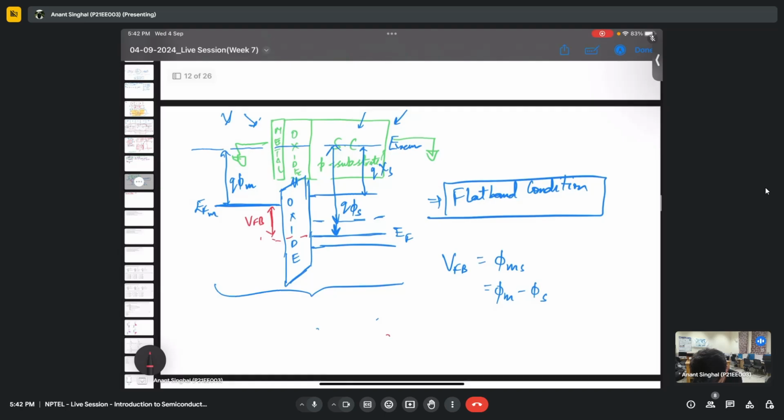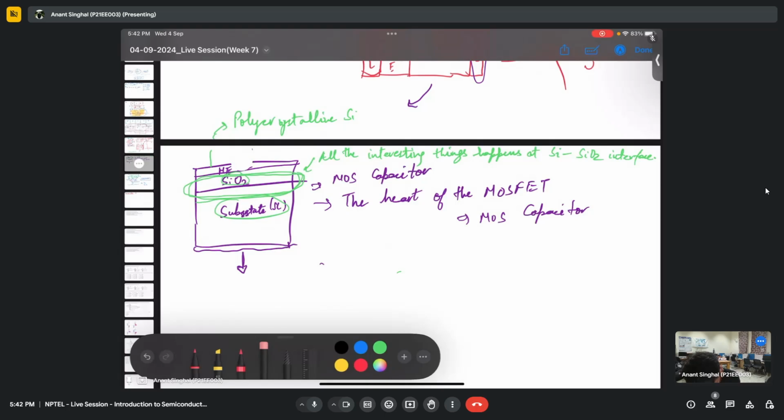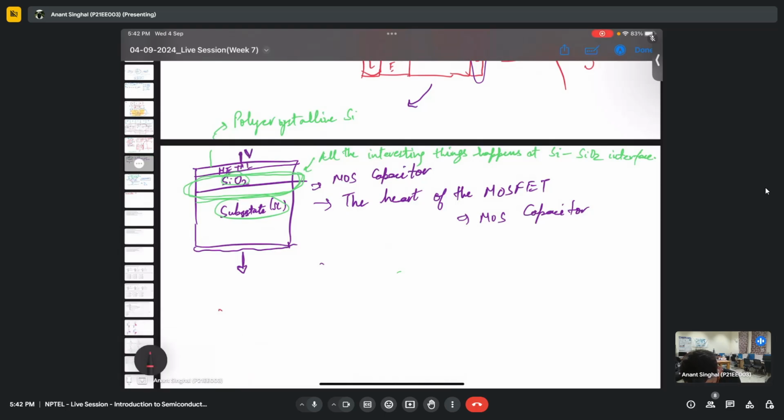One thing I forgot to add. For this particular thing, we call this terminal a gate terminal. So whatever voltage we now write will be called the gate voltage. This is what I want to add. So we have a certain gate voltage that we apply at the metal side. This is the body side.